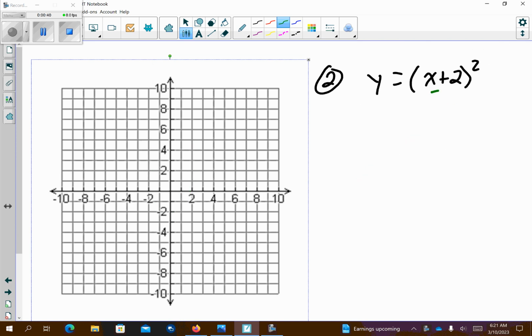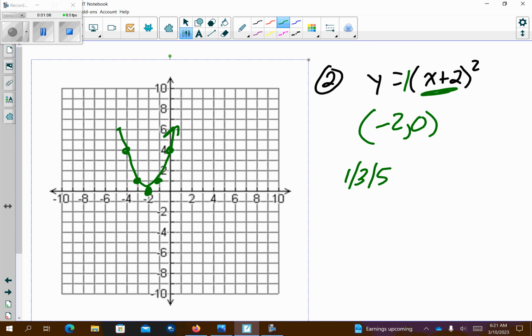Next problem. Because this is in parentheses, that means it's going to shift left. That's the x direction, so I get negative 2, 0. There's my vertex here. My pattern graph is going to be 1, 3, 5 because there's a 1 out front of the parentheses. So I'm going to go right 1 up 1, left 1 up 1, right 1 up 3, left 1 up 3. And here's our parabola.